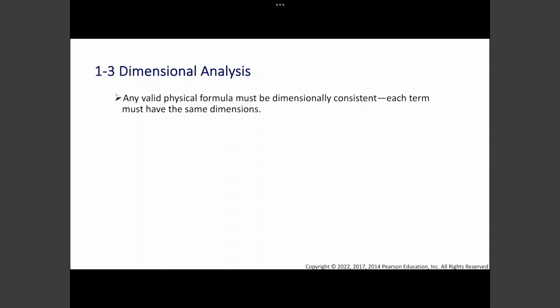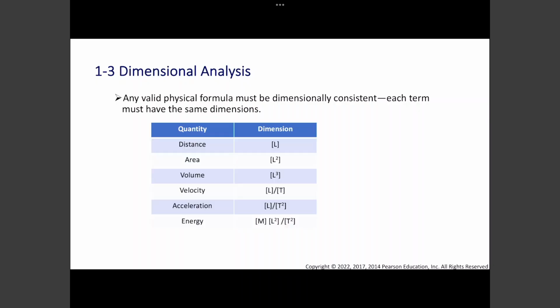Now, any valid formula in physics must be dimensionally consistent. That is, each term in the equations must have the same dimension. To check the dimensional consistency of an equation, it's convenient to introduce a special notation for the dimension of a quantity. We will use square brackets for this purpose. So the dimensions of some common physical quantities are listed in this table.